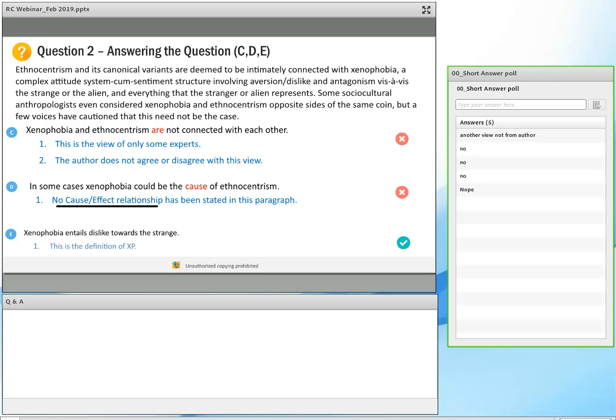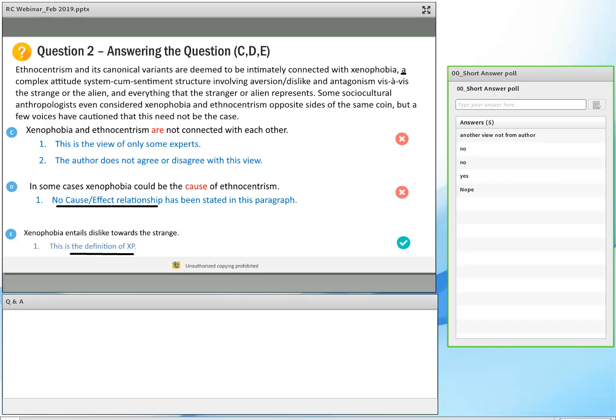And then xenophobia entails dislike towards the strange. When you look at this part over here, a complex attitude, sentiment structure, and so on, this is what the author is saying. He's not saying this is a view of someone, and it is what he says is the definition of XP. This is something that's given by the author. Then this is something that you can definitely infer from this. So which is why choice E is the correct answer over here.